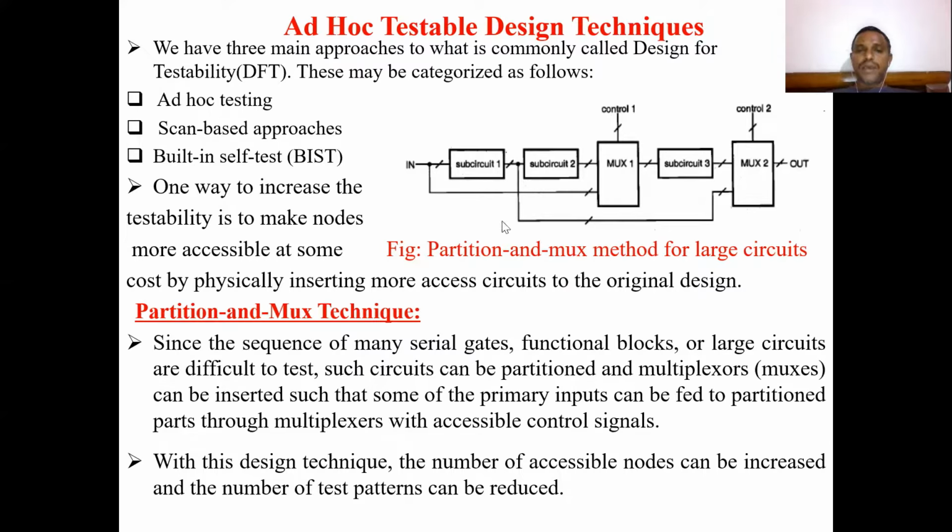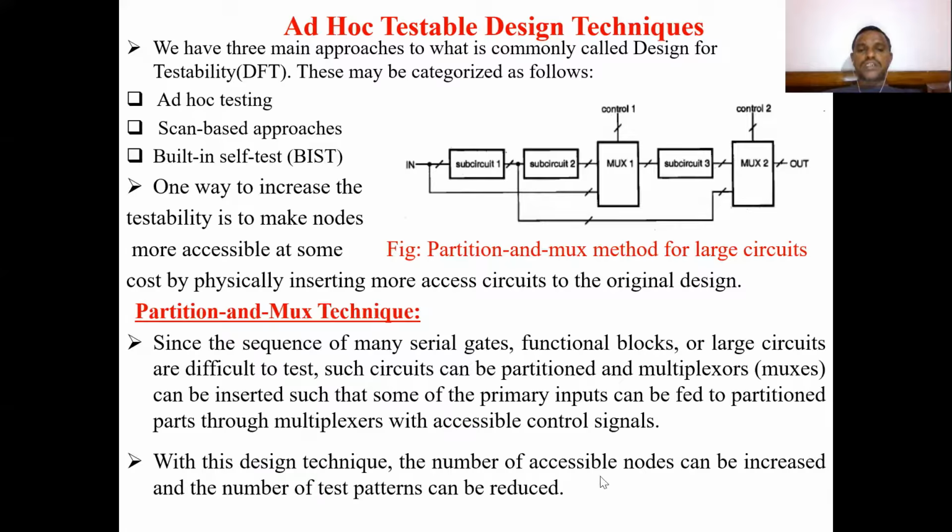The example I have considered is the partition and mux method for large circuits. Here is the actual large circuit, but it is divided into sub-circuit 1 and sub-circuit 2. In between them I am placing a multiplexer, and likewise next to sub-circuit 3, so that control signals or test vectors can be applied easily. So this is the example we have.